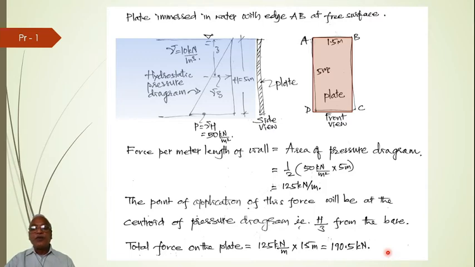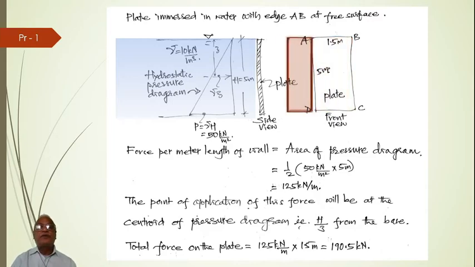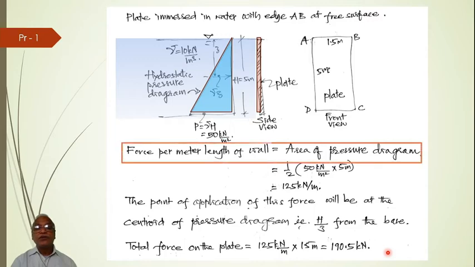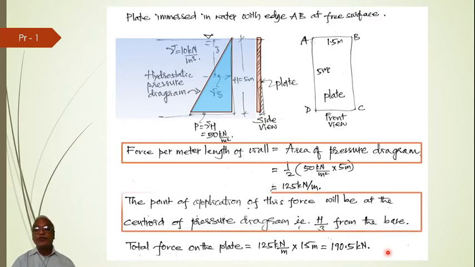Okay. We'll go for the next problem. I have shown it this way, but the actual plate is different. Sorry. So that is the triangular distribution of the pressure. So what you should know is that force per meter length of the wall is the area of the pressure diagram, and the point of application will be the centroid of the pressure diagram. Those are the things to be taken from this particular slide.